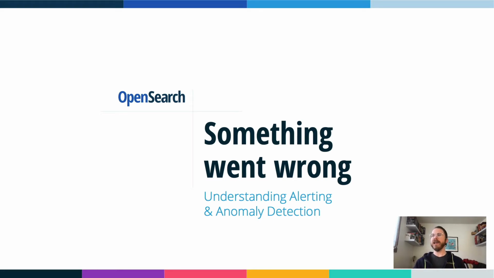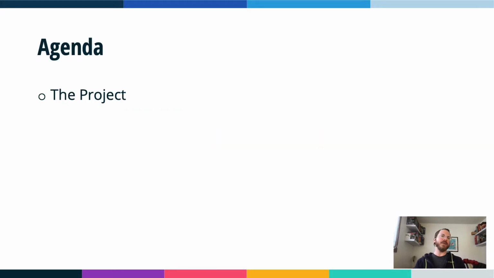Hi, everybody. Today we're going to talk about alerting and anomaly detection in OpenSearch. Now, I call this "something went wrong" because that's generally what happens while you're using these features. So today, let's go over the agenda before we get into everything.